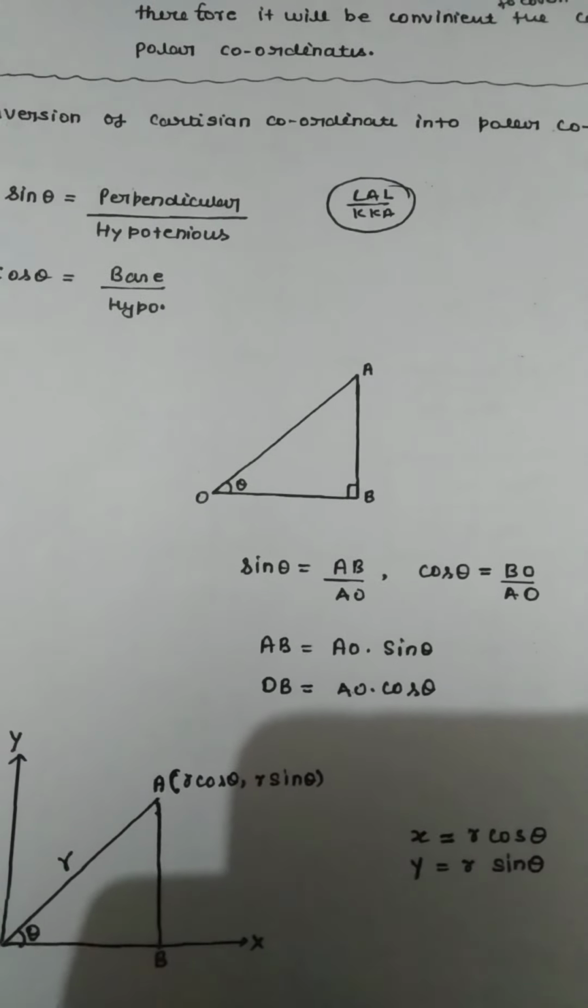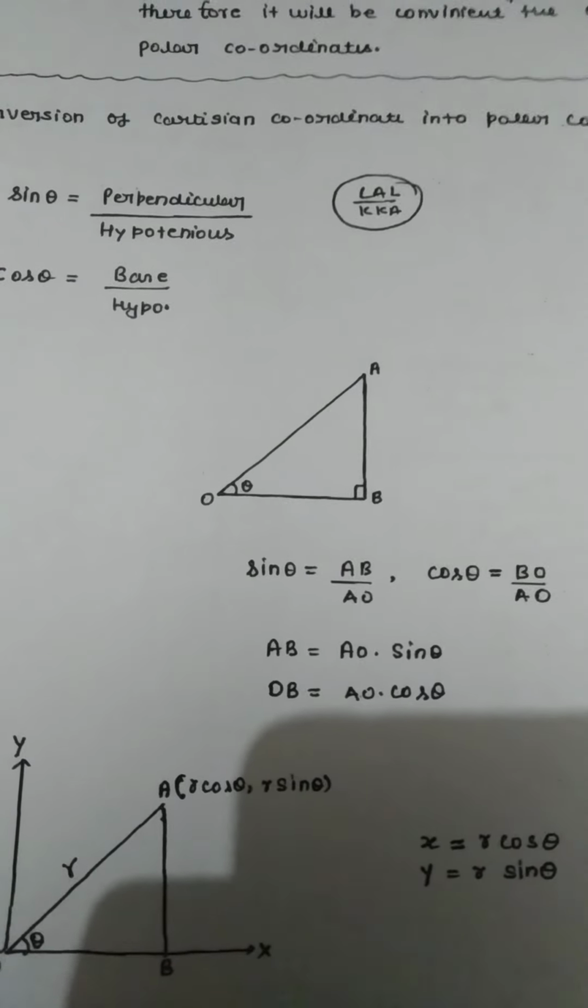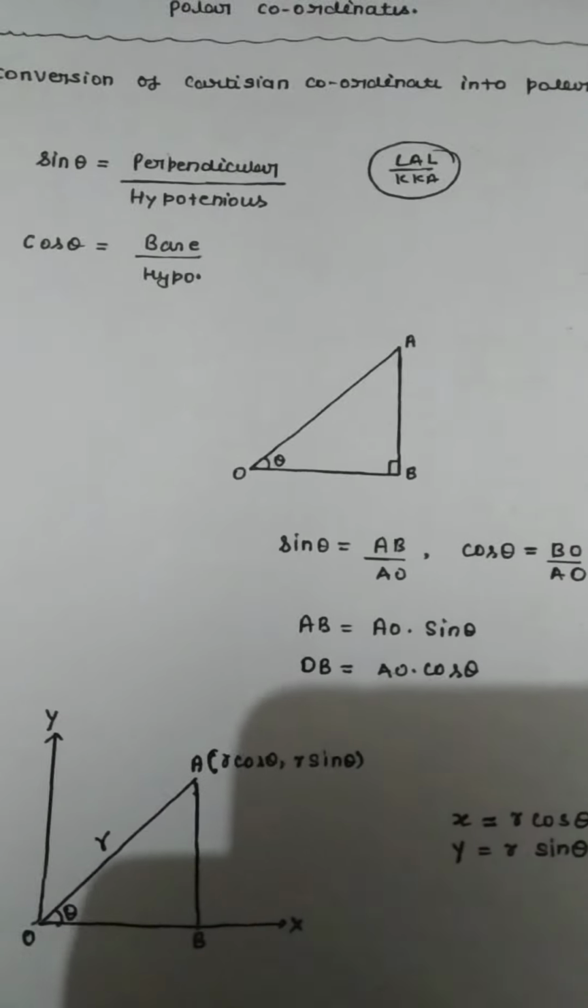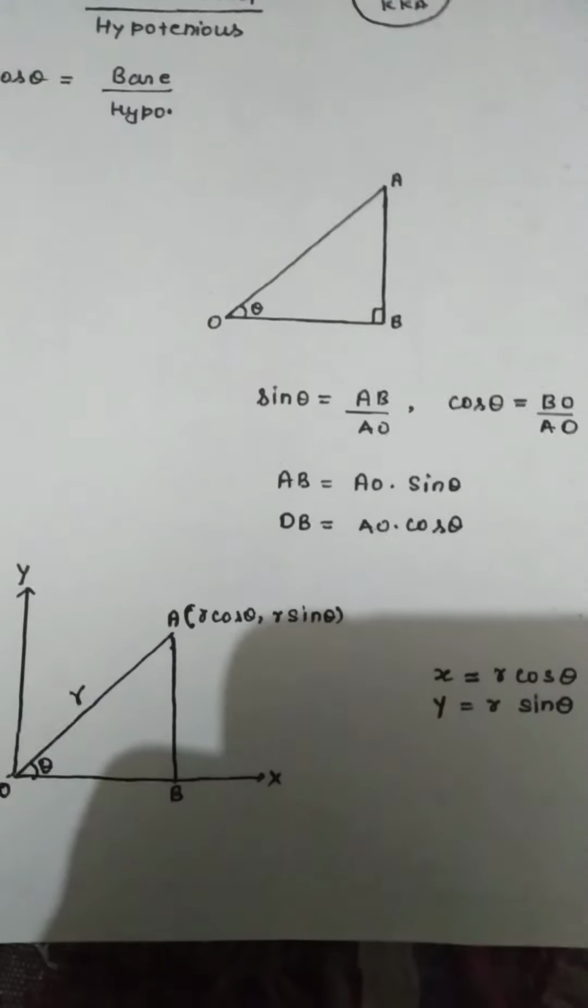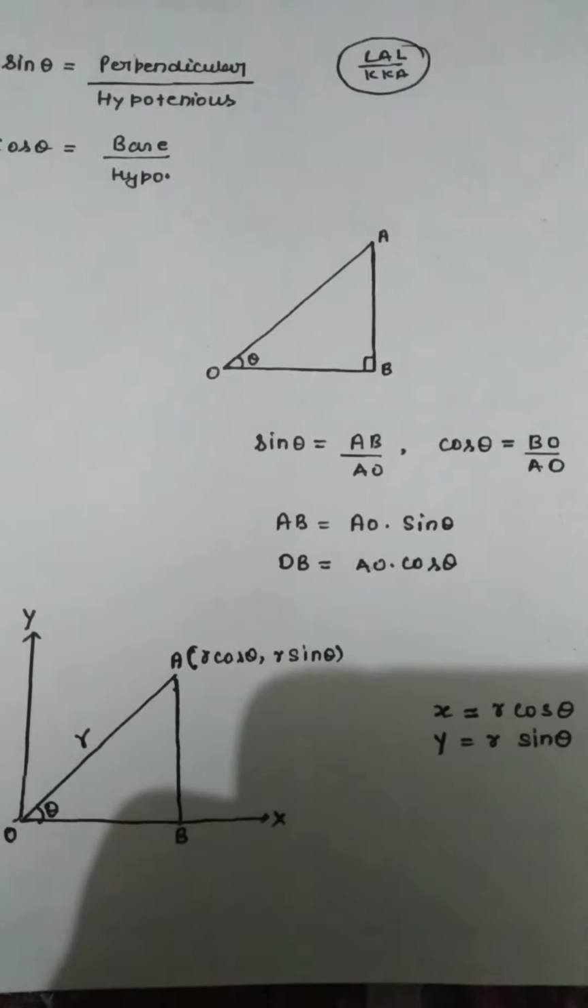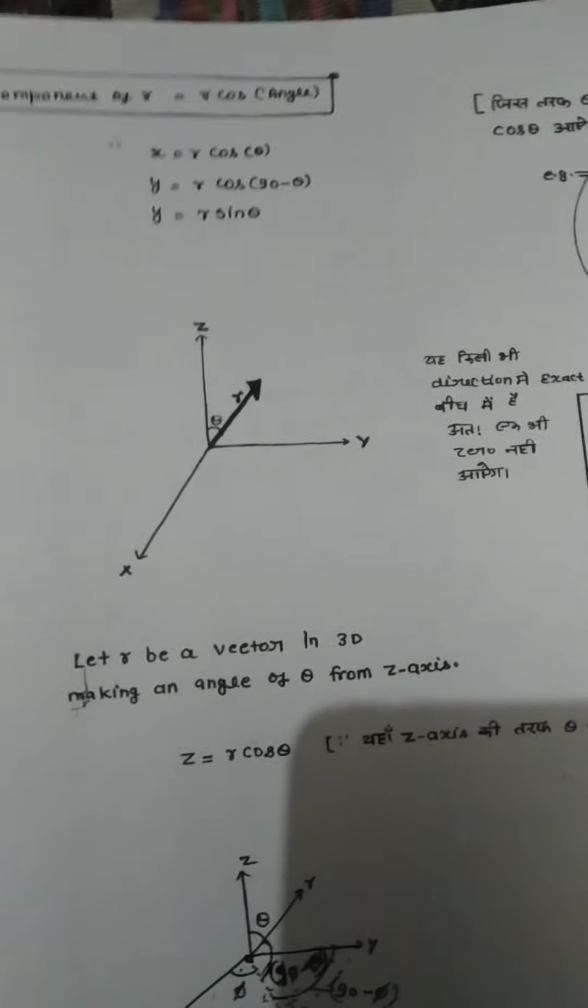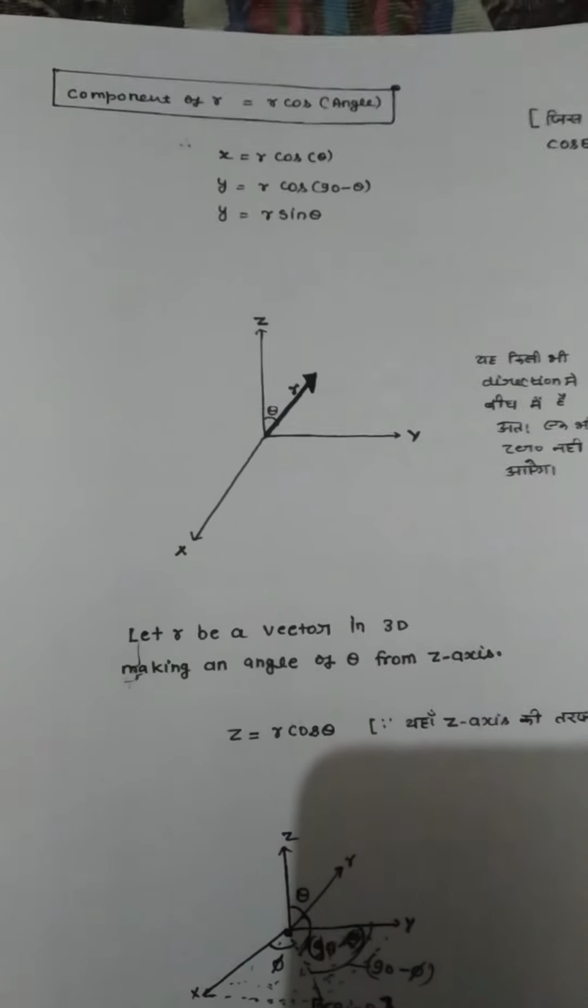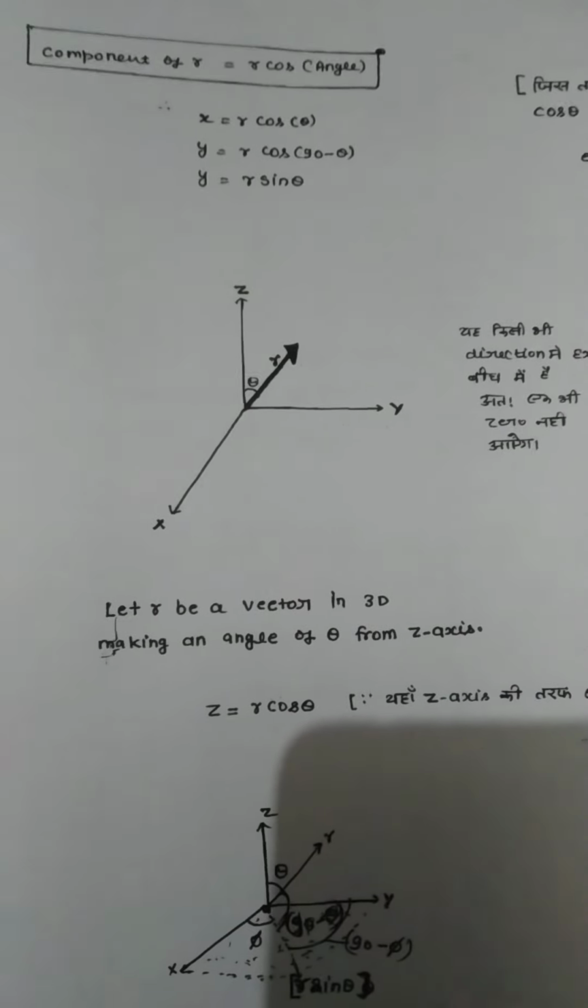There is a right triangle and the angle is also formed, whose value is r cos theta. There is a right triangle, and a perpendicular and base are also formed. Component of r is equal to r cos theta. Angle x equals r cos theta.